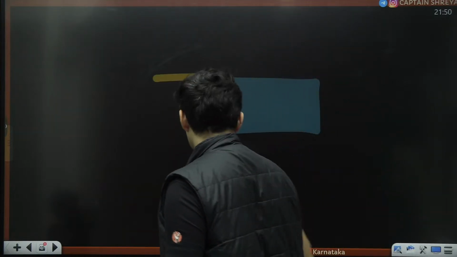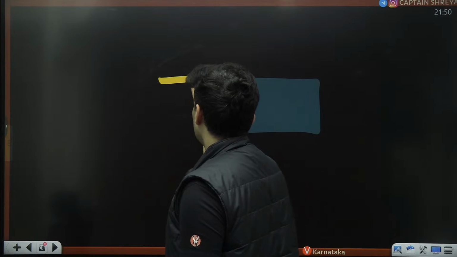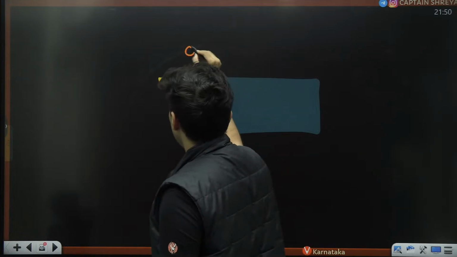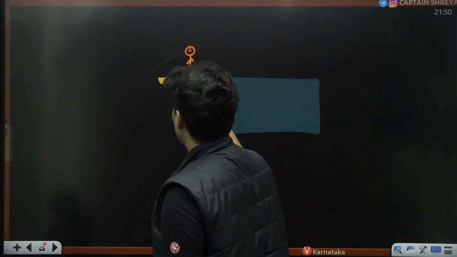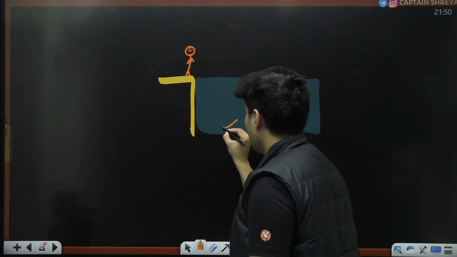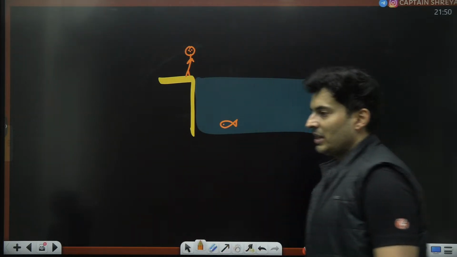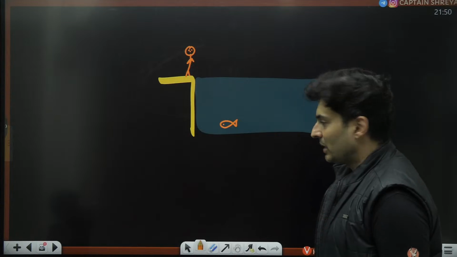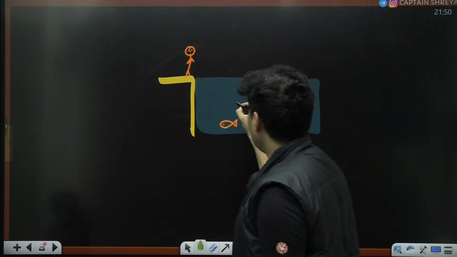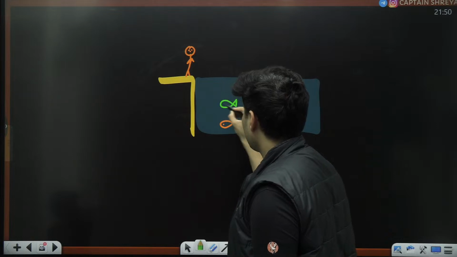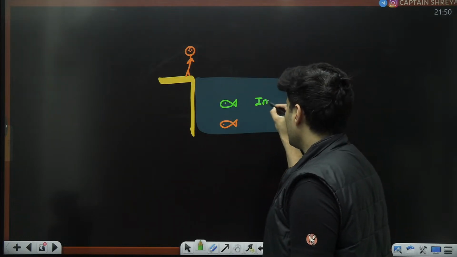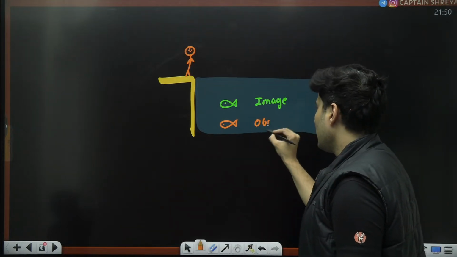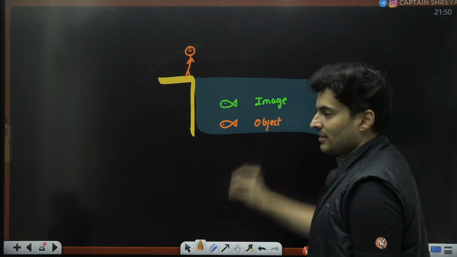And let's say some person is standing over here, and that person is seeing some fish which is swimming, or maybe it's dropped inside that lake or that swimming tank. Guess what? This person won't see the fish over there. This fish will be seen somewhere over here. This is basically the image of the fish. Obviously, the actual fish was here. So this is basically the object. The person feels the fish is over here.